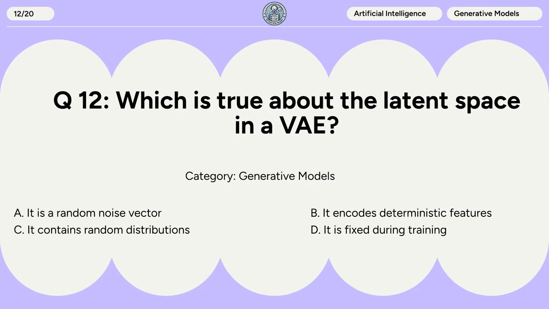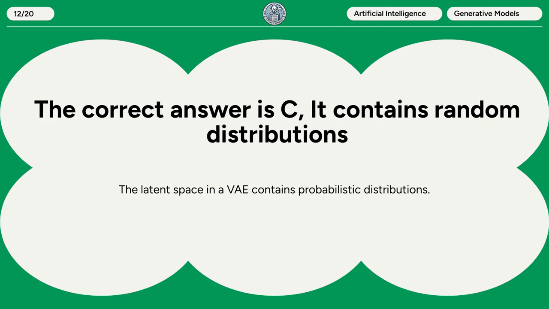Question 12. Which is true about the latent space in a VAE? A. It is a random noise vector. B. It encodes deterministic features. C. It contains random distributions. D. It is fixed during training. The correct answer is C. It contains random distributions. The latent space in a VAE contains probabilistic distributions.